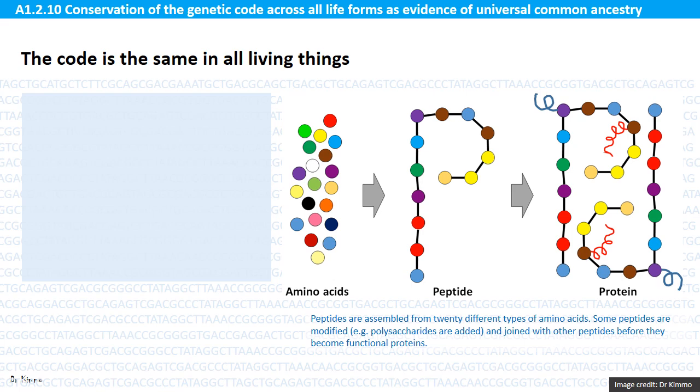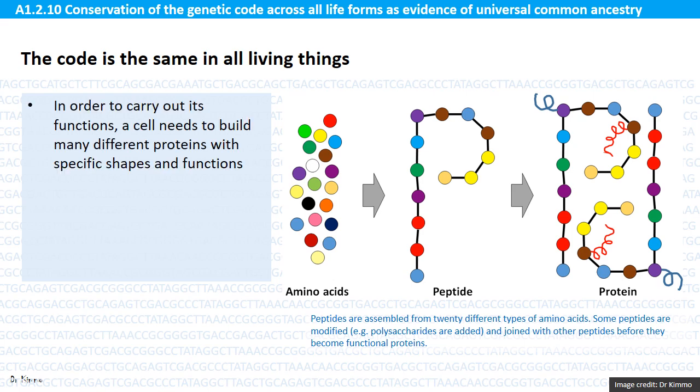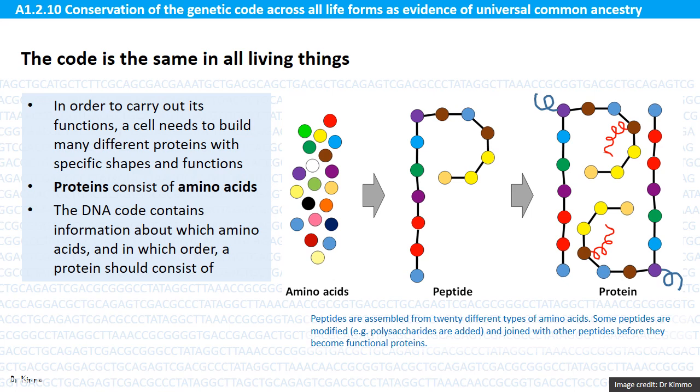The genetic code is the same in all living things. In order to carry out its functions, a cell needs to build many different proteins with specific shapes and functions. Proteins consist of amino acids, and the DNA code contains information about which amino acids and in which order a protein should consist of.